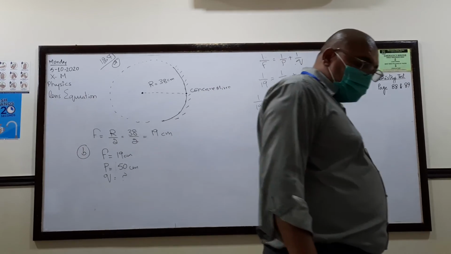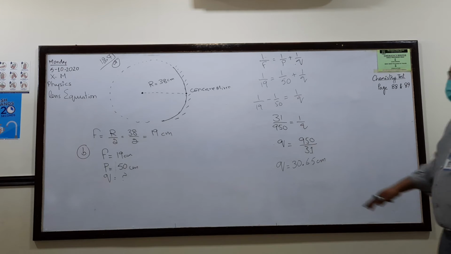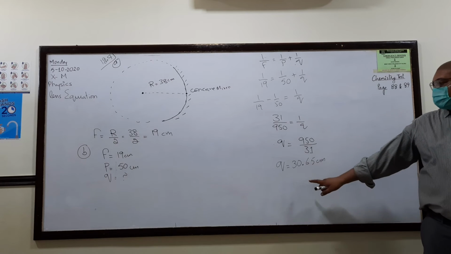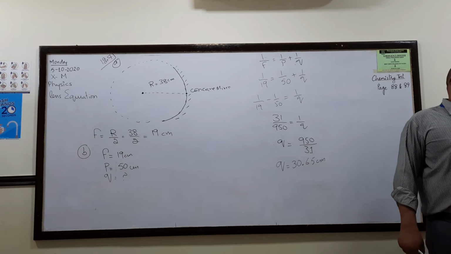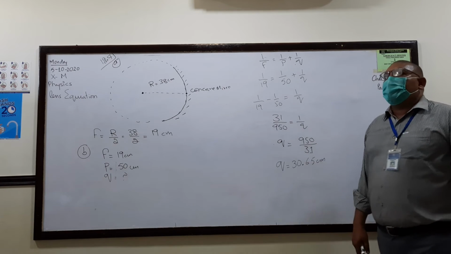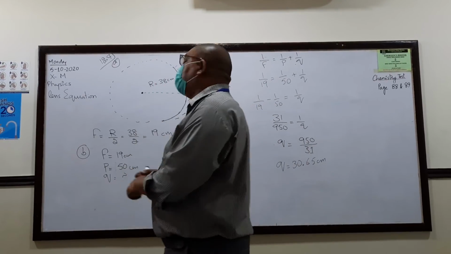Is this the answer there? Yes. So what's the C part? Will the image be upright or inverted? This image's Q value is positive, which means it's a real image. If it's a real image, it should be inverted.